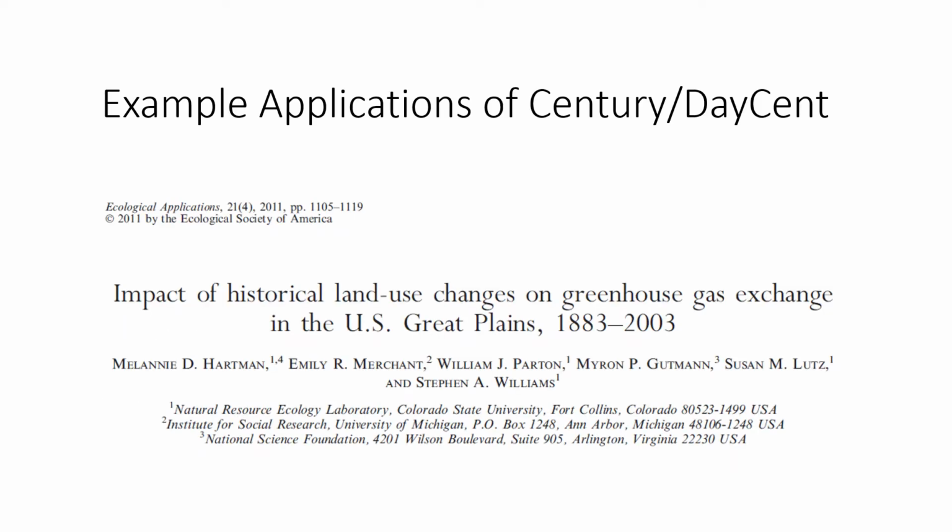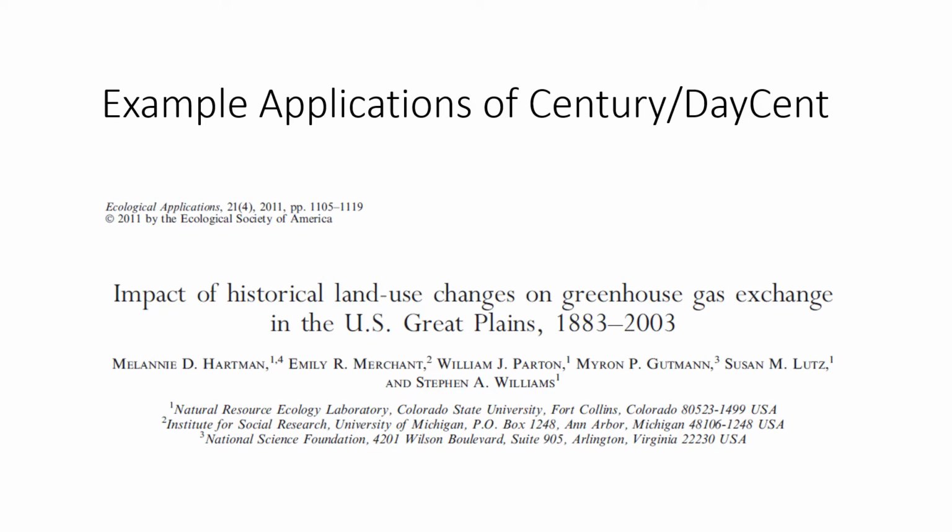The basis for this lecture is a paper that I wrote with my colleagues in 2011. We used the DayCent model to evaluate the historical impact of land use changes on greenhouse gas emissions over a 120-year period starting in the late 1880s. So from the late 1880s to the present, European settlement of the Great Plains and the corresponding agricultural practices dramatically reduced soil carbon levels and increased greenhouse gas emissions.